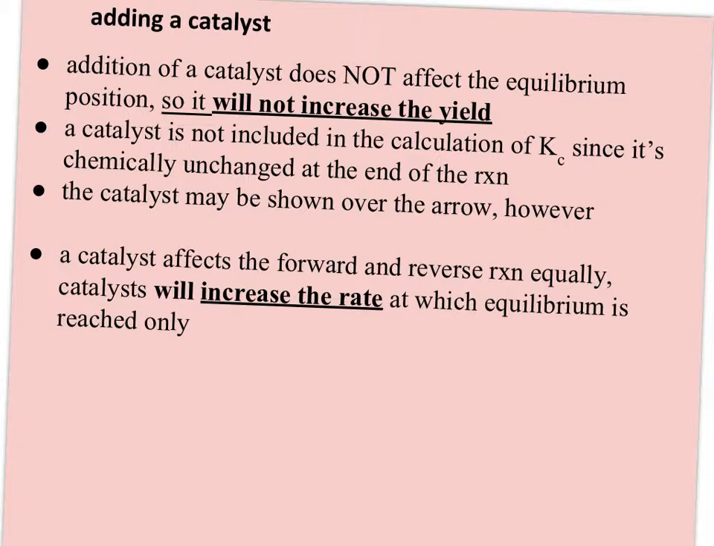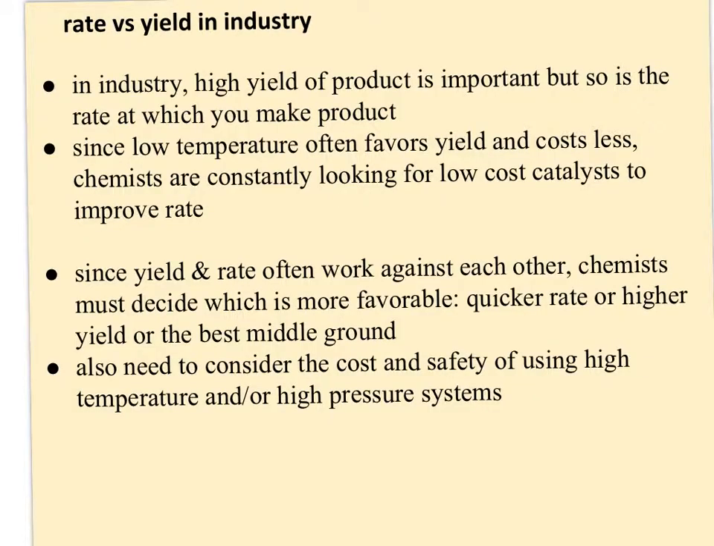Sometimes a catalyst is shown over the arrow. When you have the arrow drawn, it might indicate heat, or it might say H2 or Fe, indicating what that catalyst is. But remember, it affects the forward and reverse reactions equally, so it only increases the rate. So why mention them here? Well, because the whole job of a chemist in industry is to come up with a high yield of product as quickly as possible. So you want lots of product and you want it quickly.